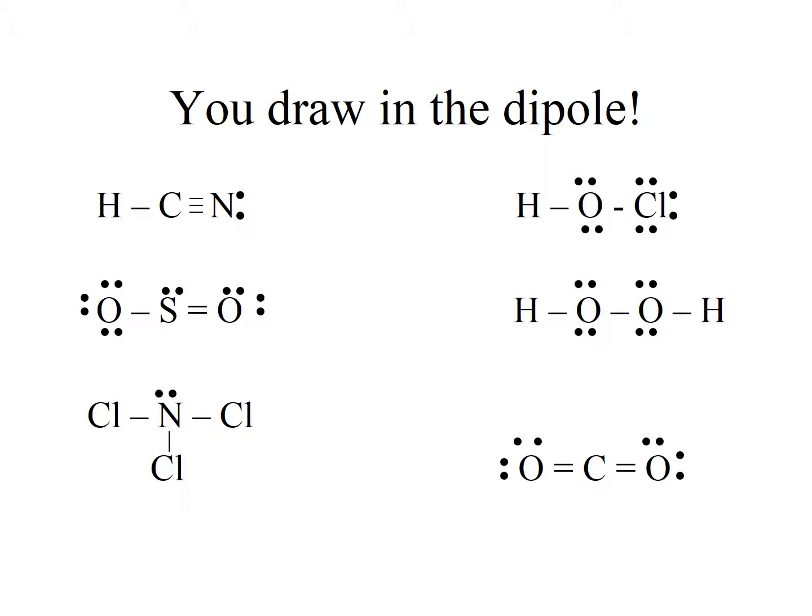In hydrogen peroxide, hydrogen is del positive and oxygen del negative. The oxygen-oxygen bond, of course, is nonpolar covalent. And then down here in carbon dioxide, the oxygen is del negative, carbon del positive, and the other oxygen del negative.